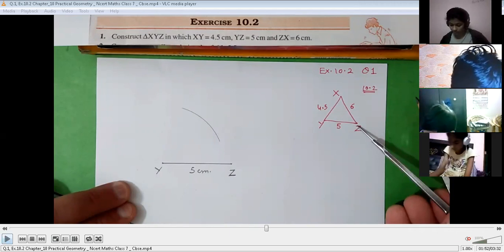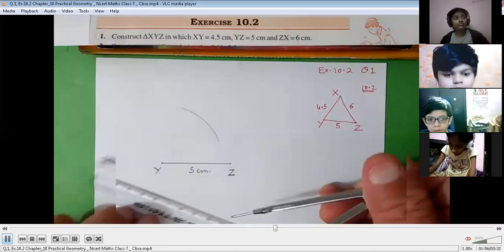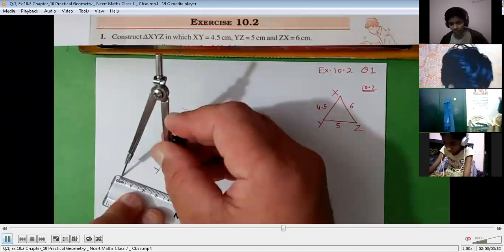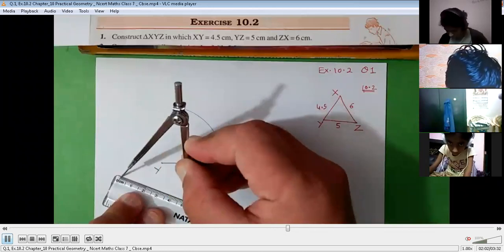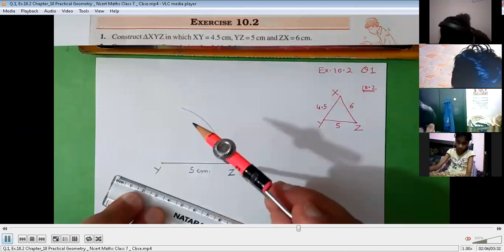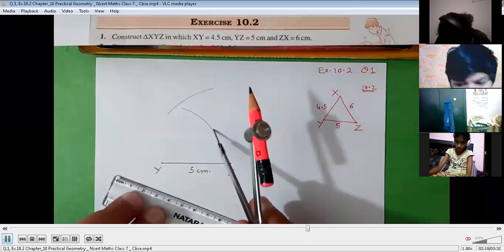Now we'll move to the next. Now we'll take the next side, that is XZ. XZ is given as 6 centimeters. So again we are going to measure 6 centimeters here. Okay, see how we measure 6 centimeters with the help of ruler. Put your needle on point Z and cut an arc. See, this arc and this arc are not cutting.